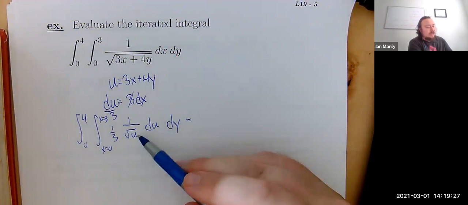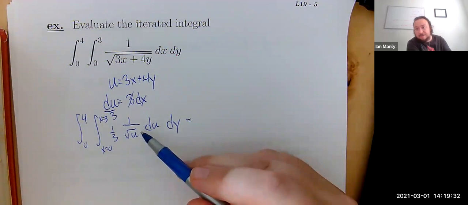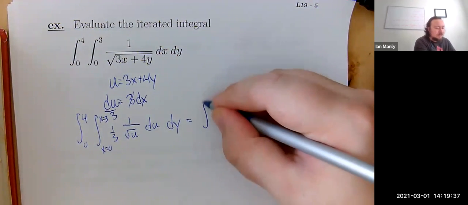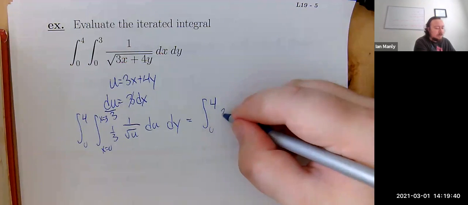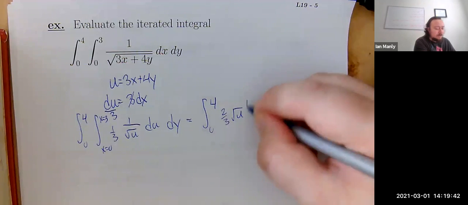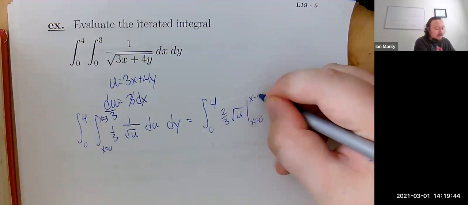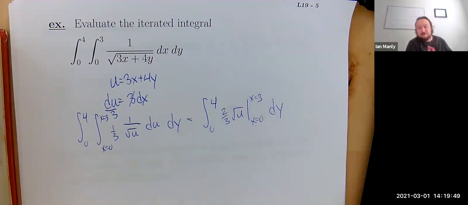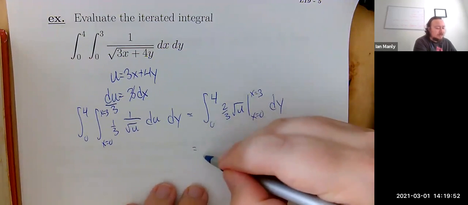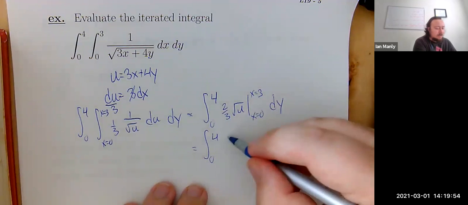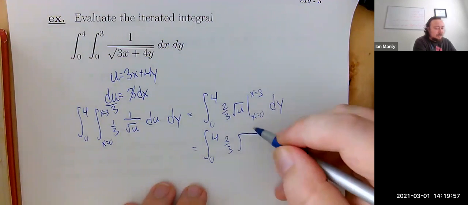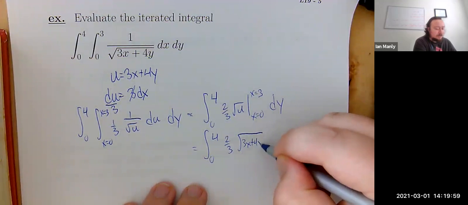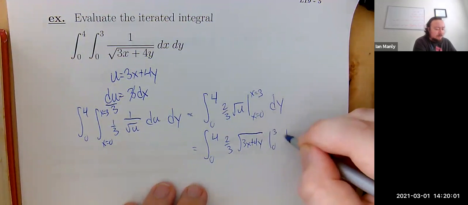All right, now let's see here. The integral of u to the negative 1/2 will be u to the positive 1/2, and then we divide by 1/2, which is multiplying by 2. So this will be the integral from 0 to 4 of 2/3 square root of u, from x is 0 to 3. And remember, we still have a y integral left over to do. Let's substitute back in for our u, so we can plug in our bounds. So this is the square root of 3x plus 4y from 0 to 3.